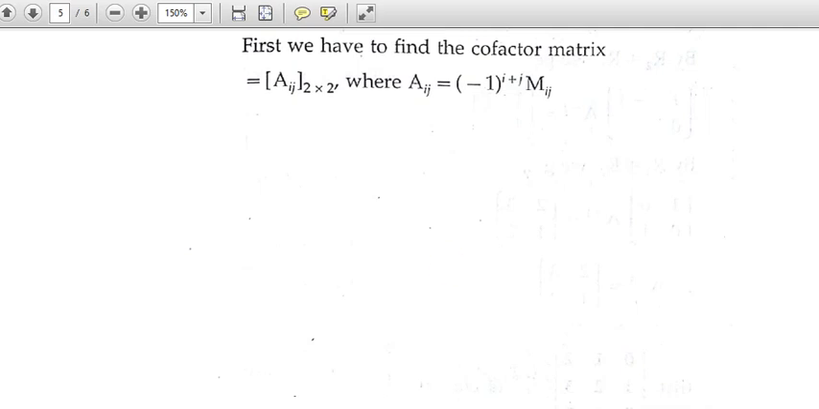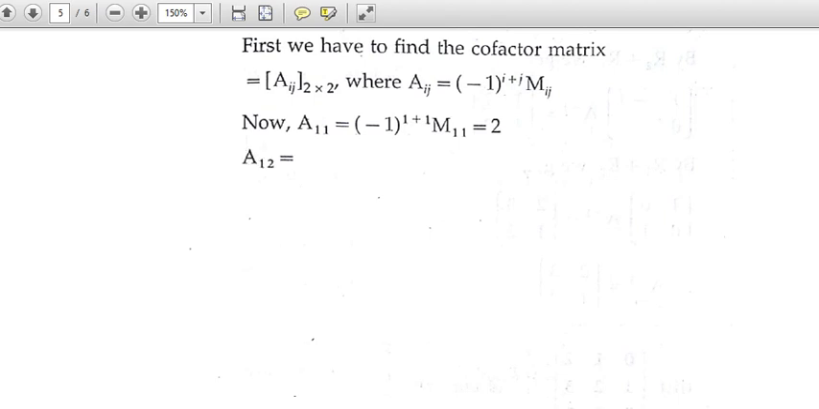So let's begin with finding the first minor. Now A11 is equal to minus 1 raised to 1 plus 1 into M11. M11 means the minor at position 1 1, that is, delete the first row and first column. After deleting the first row and first column we will get minus 1 raised to 1 plus 1 into 2, that is, the final answer is 2.